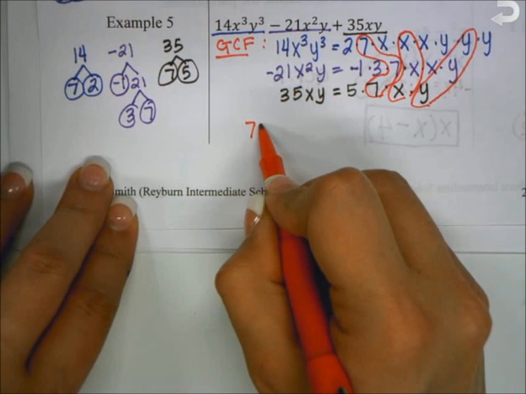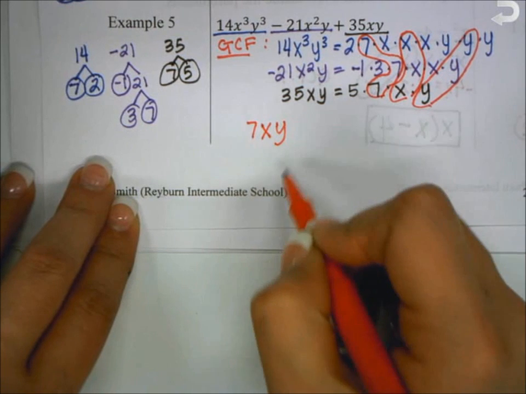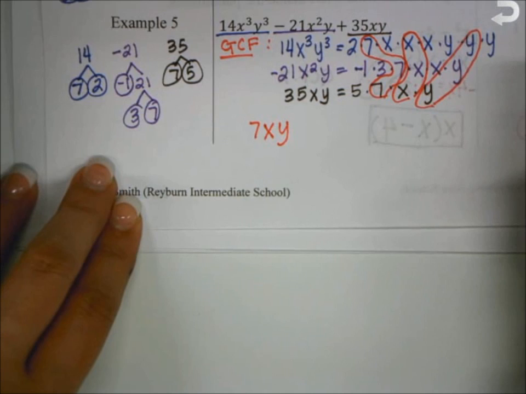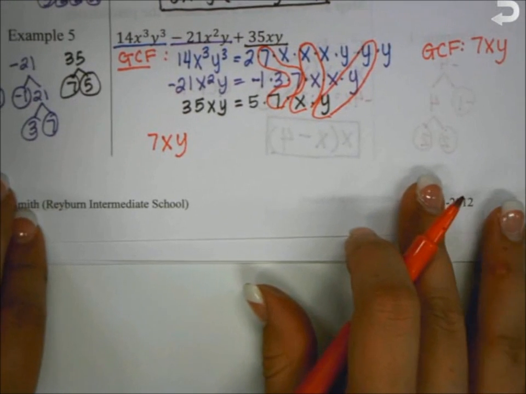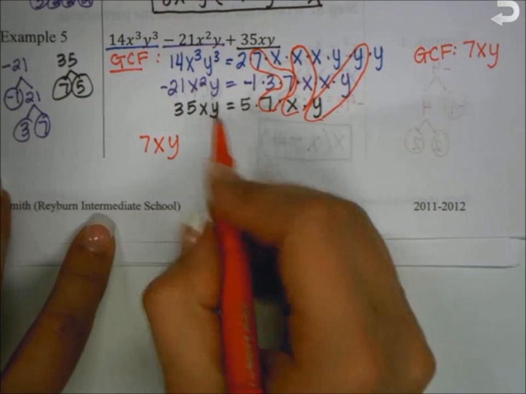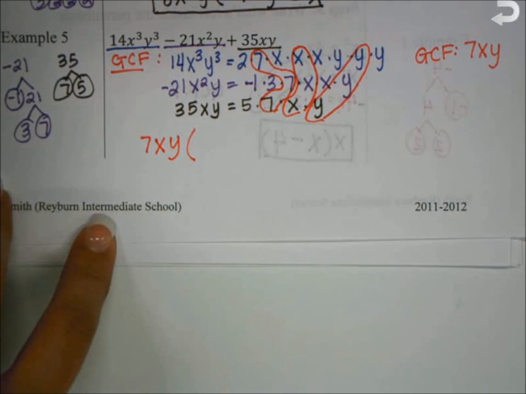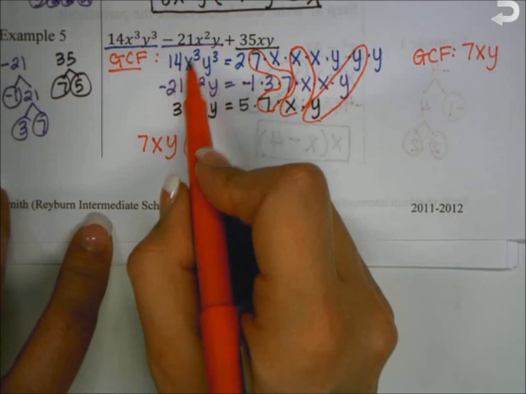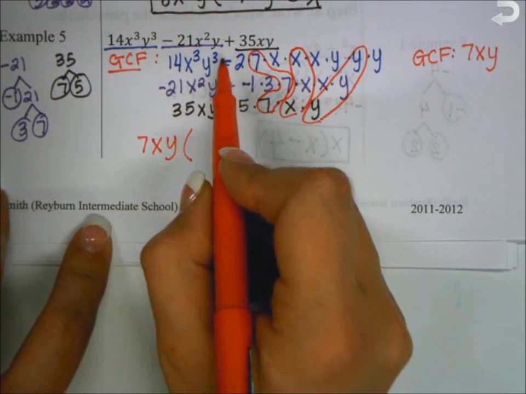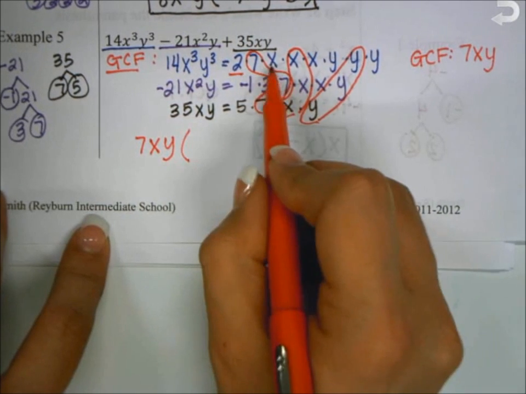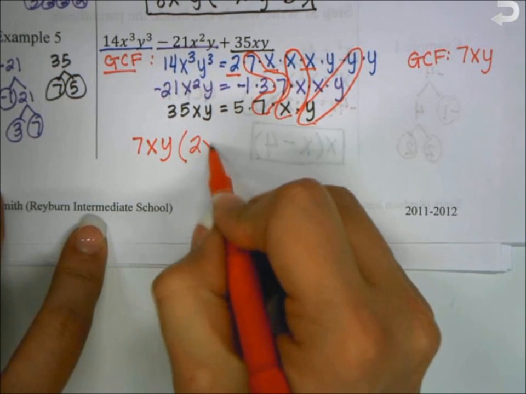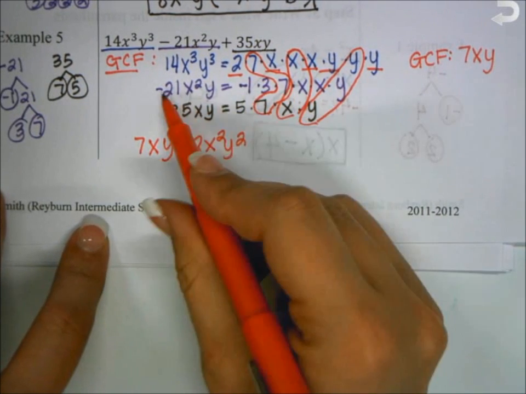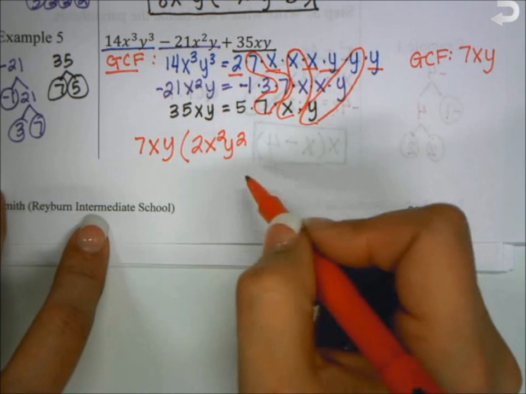So I'm going to factor out 7xy. And then I just take everything that's left over. From 14x to the third, y to the third, what's left over? 2x squared y squared. Good job. Okay, what about negative 21x squared y? What's left there? Negative 3 times x. And 35xy? Just a 5. So it's going to be plus 5. And I'm done. That's it.